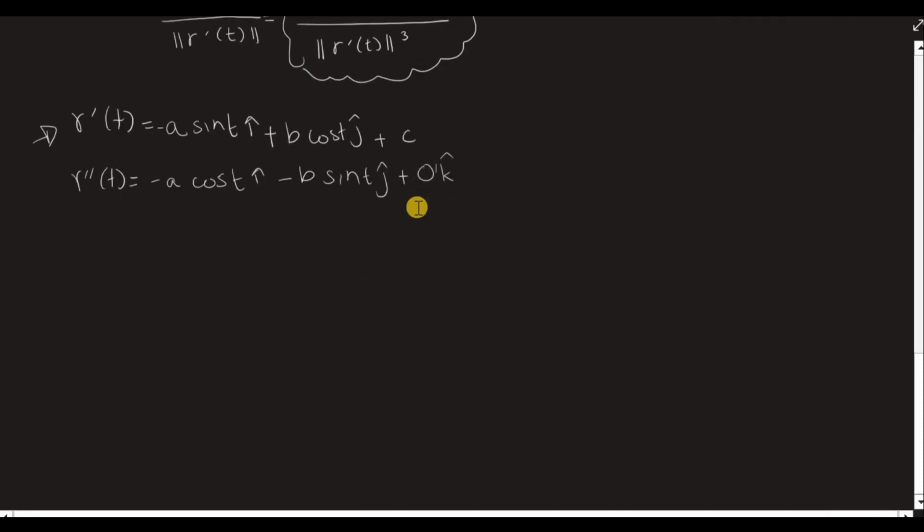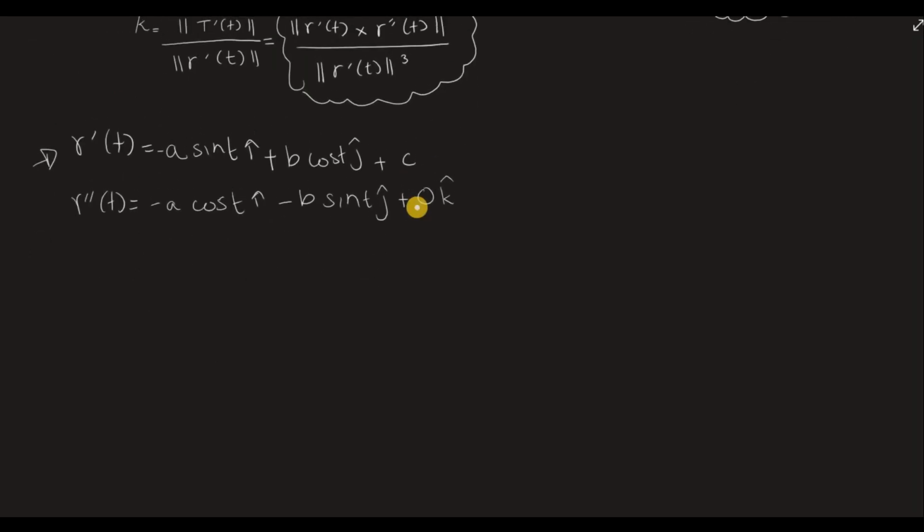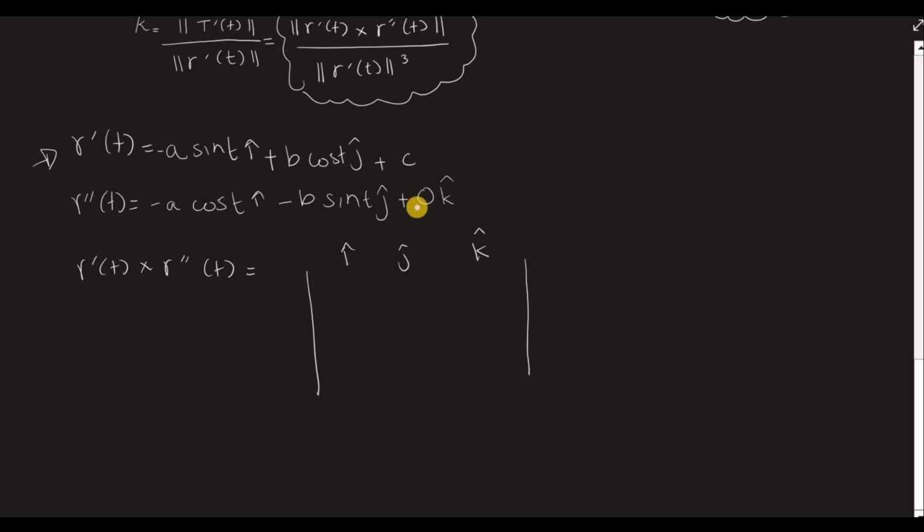So taking the cross product, as you know from the linear algebra course, how do we take the cross product of it? We do it like this: i, j, k. And then here we have the first derivative, so we write the components of the first derivative: negative sine t, b cosine t, and c.